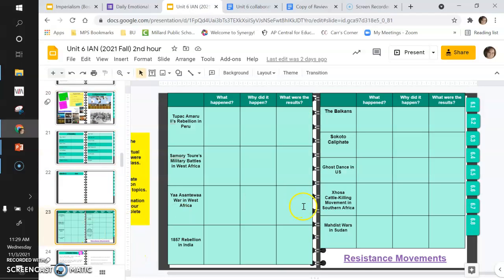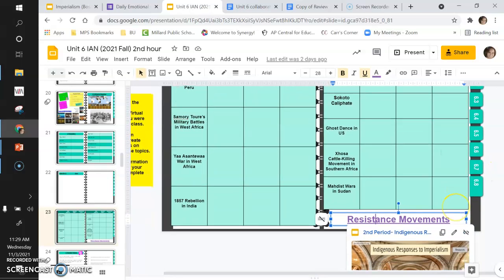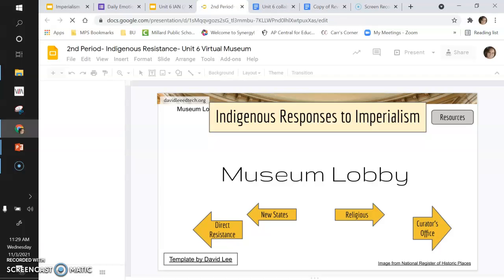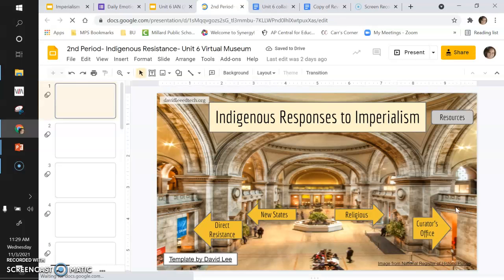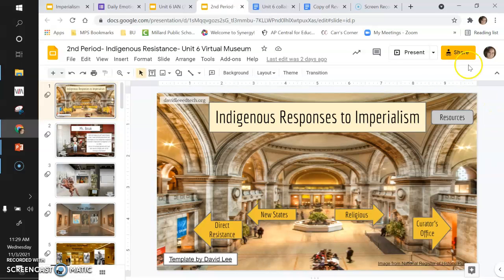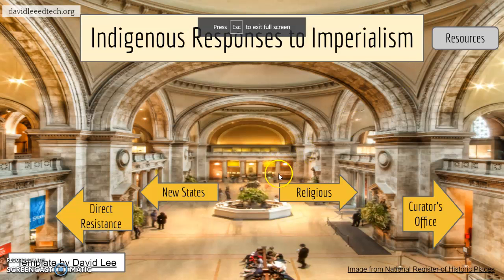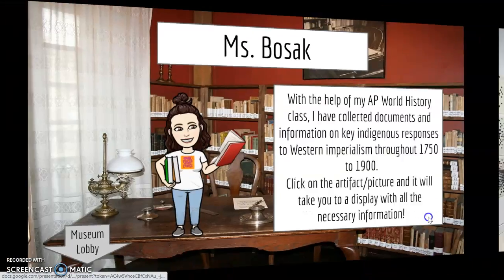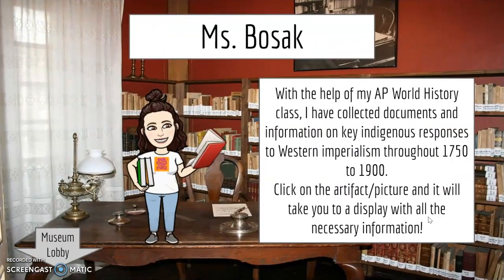Tomorrow, there is an activity that's not in your notebook. Not really. It's this thing right here, the resistance movements. When you click on it, it's going to take you to this museum, but the museum is super incomplete. So what you guys are going to do is I have some basic information here. It's supposed to be a digital museum, so you can go through and click on stuff. You can go to the curator's office, which is just information from me. Maybe it'll work. There we go.